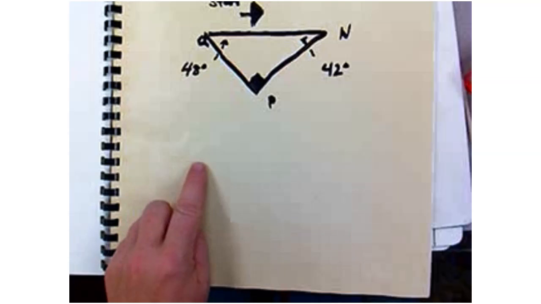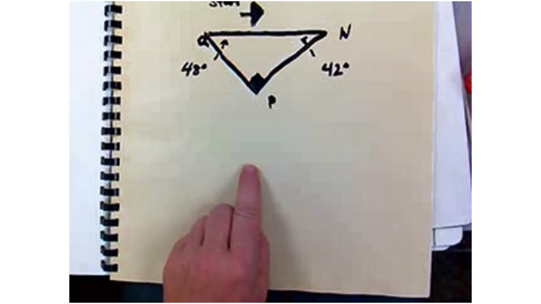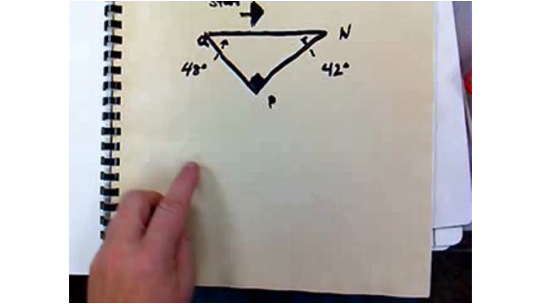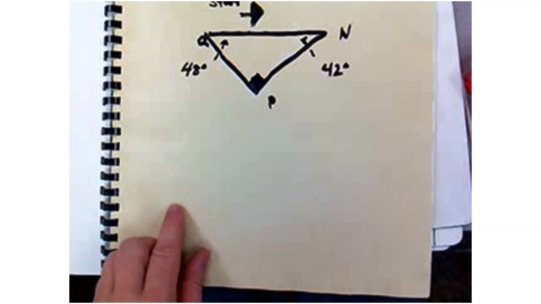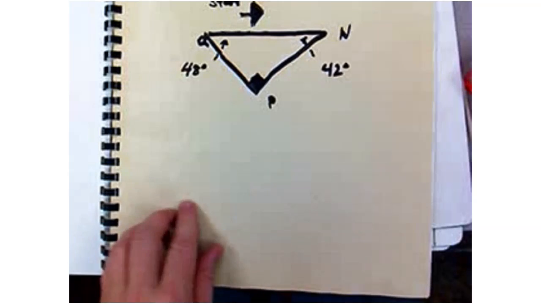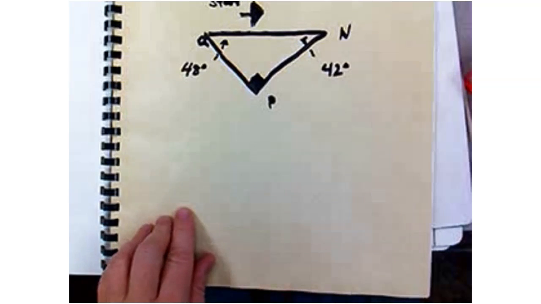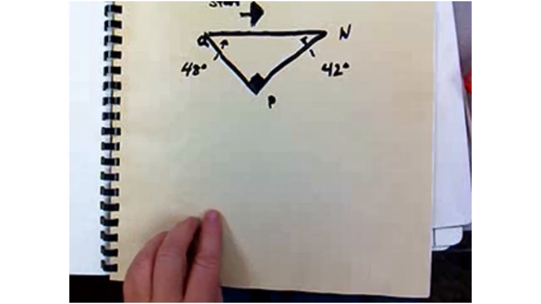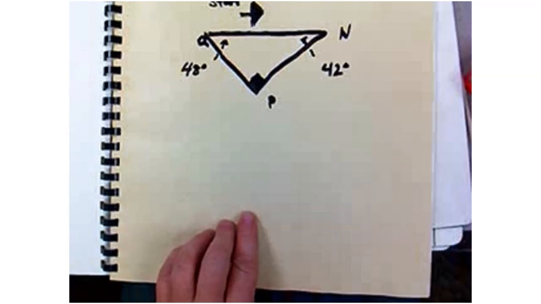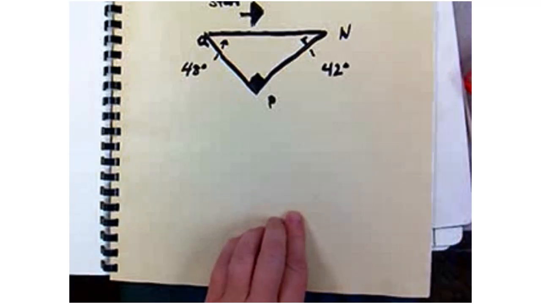Measure of angle N is less than the measure of angle Q, which is less than the measure of angle P, and then they have little down arrows pointing to their opposite sides that are also in the same order. So the opposite side of angle N is PQ, which is less than the opposite side of angle Q, which is NP, which is less than the side opposite angle P, which is QN.